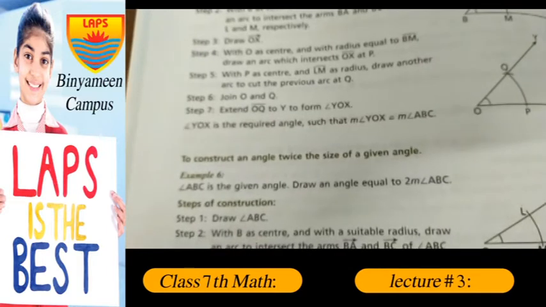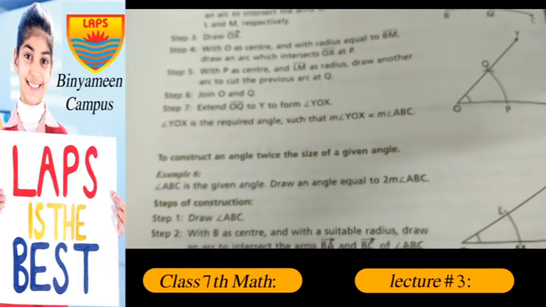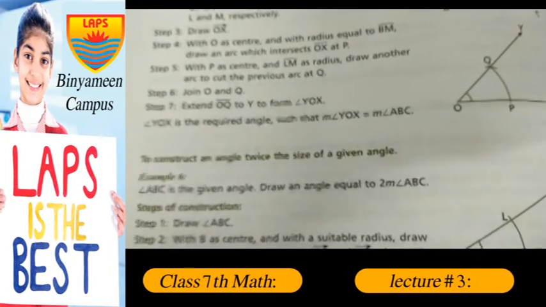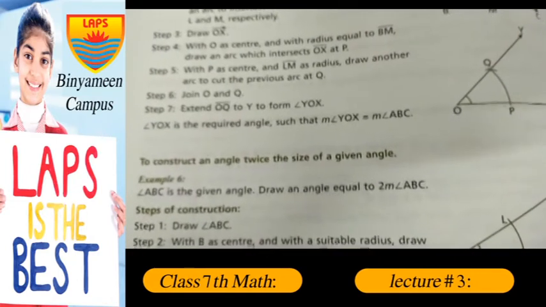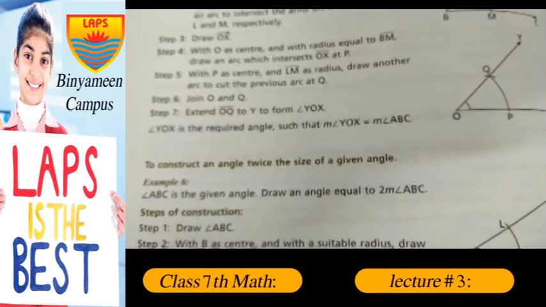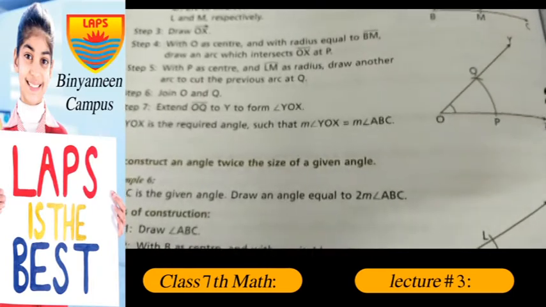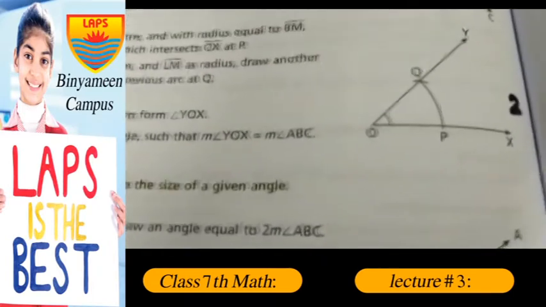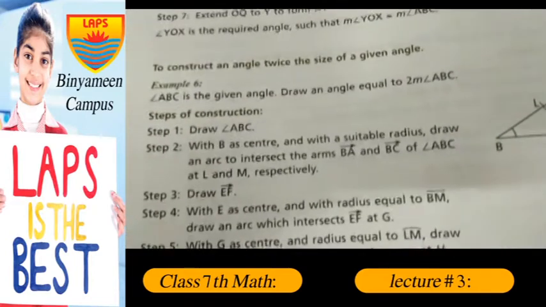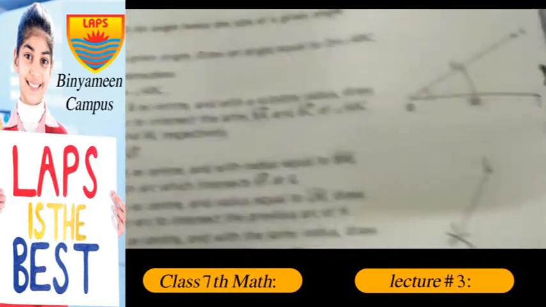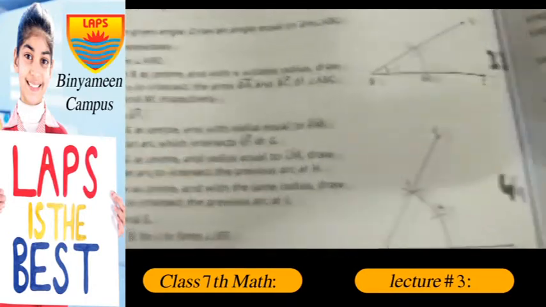Step 6. Join O and Q. Step 7. Extend OQ to Y to form angle YOX. Angle YOX is the required angle such that measure of angle YOX is equal to measure of angle ABC. You can check in the picture. Now we begin with picture number 3 and 4, how to draw.